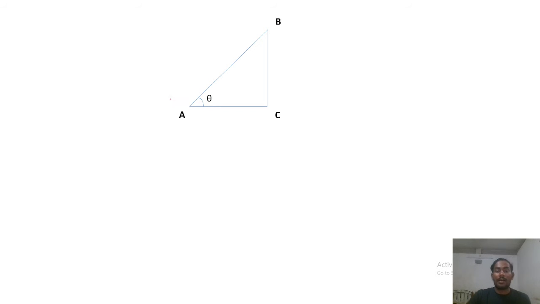Angle theta is made by the sides AB and AC, right? Why do we name BC the opposite side? Because there is no contact between the angle theta and the side BC. That's why it is the opposite side. The sides in contact with theta are AB and AC. AC is smaller than AB, that's why we call it the adjacent side, and AB is called the hypotenuse, right?